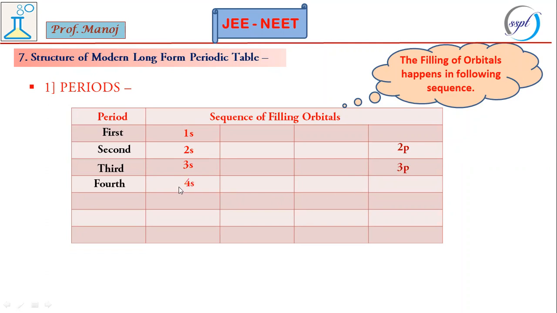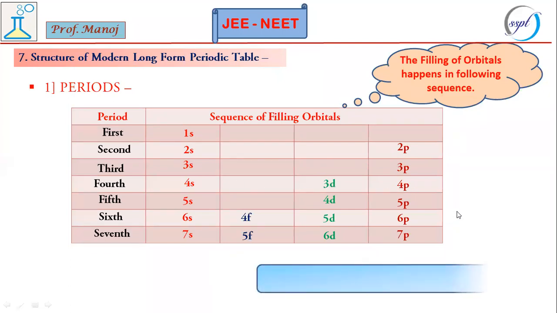But in the fourth now, after 4s, the 3d orbital opens. It finishes, then it goes to 4p. Fifth, it's a replica: 5s, 4d, and 5p. Sixth, after 6s, there will be 4f orbital, then d and p, same in seventh. Now, if you read this sequence, you will understand 1s, 2s, 2p, 3s, 3p, 4s, 3d, 4p, 5s. You can see this is nothing but the Aufbau principle.